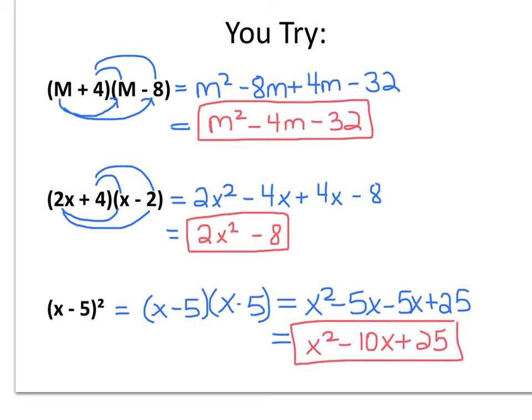In the second one, distribute 2x times x, 2x times minus 2, 4 times x, and 4 times minus 2. Your 4x's cancel out and you're left with 2x squared minus 8. In the last one, you needed to rewrite your binomial out so that you were squaring it, in other words multiplying it times itself, and then continue with FOIL, and you end up with x squared minus 10x plus 25.